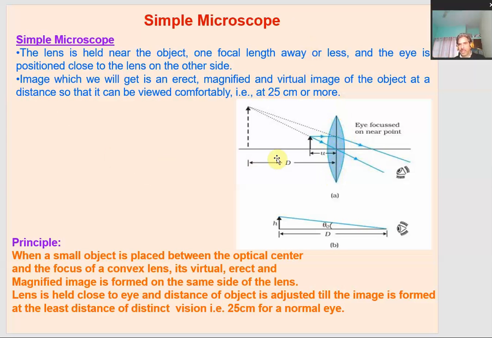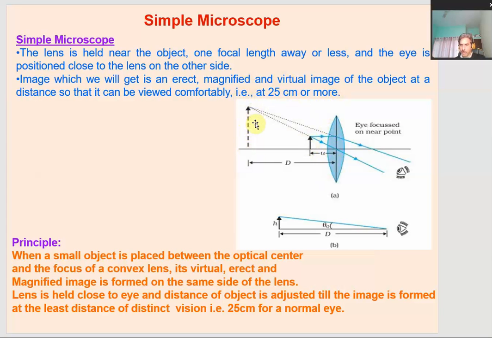So here there can be two kinds of images which can be seen. The first image which we will get is an erect image, just as you can see in this diagram. This is an erect image of this object. It is magnified because the size is increased, and because the image is formed on the same side of the lens as the object, this is a virtual image. So this is one situation.